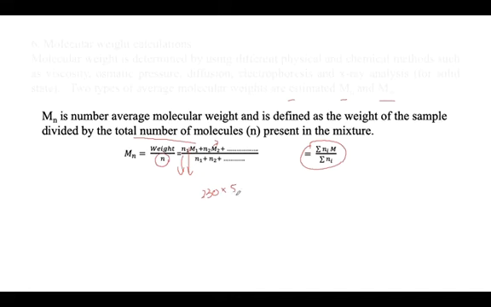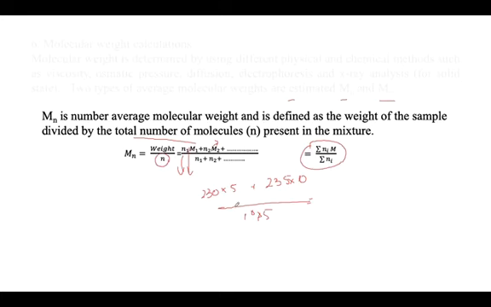We say that 5 into 230 plus then there are 10 molecules which are having the molecular weight of 235. So we will say 235 into 10, divided by the total number of molecules, that will be 10 plus 5. So that will be the total, and this will give us the number average molecular weight.